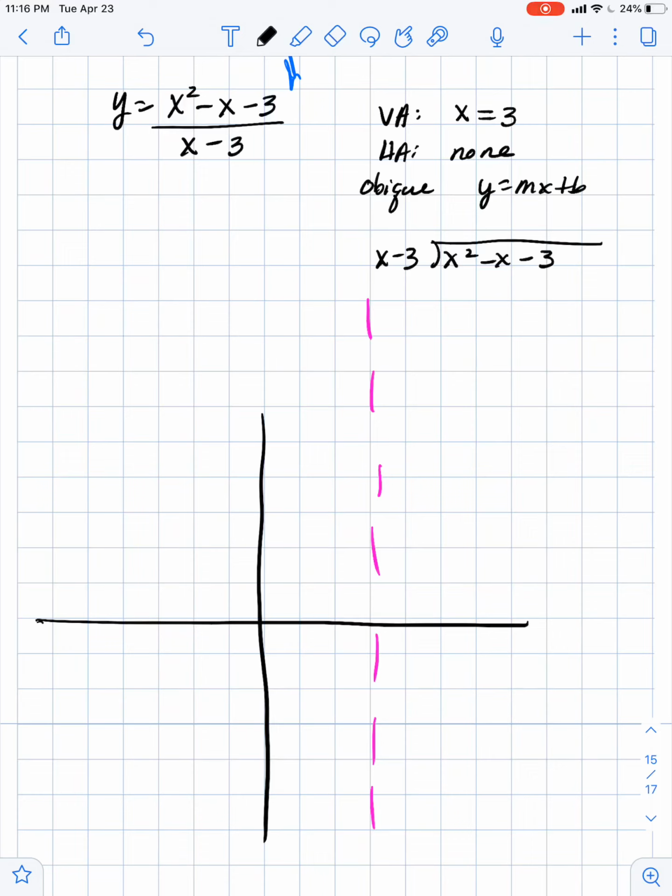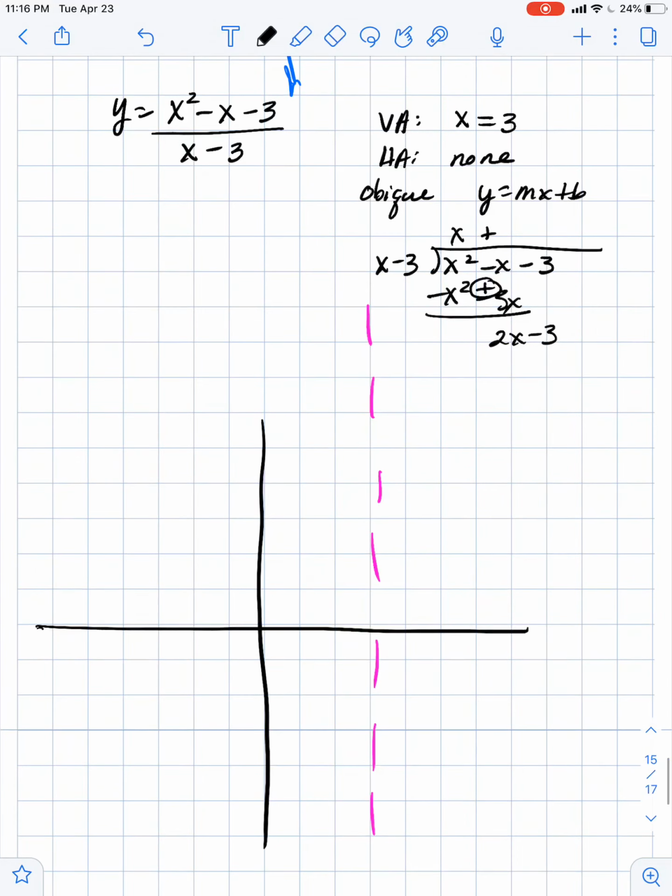So what do I multiply x by to get x squared? It would be an x. Don't forget to change your signs. That's a big one. So this is 2x minus 3. What am I going to multiply x by to get 2x? That would be a 2. So 2x minus 6. On this one, I don't really care about the remainder piece of it. I'm done because there's my equation. So it is y equals x plus 2.